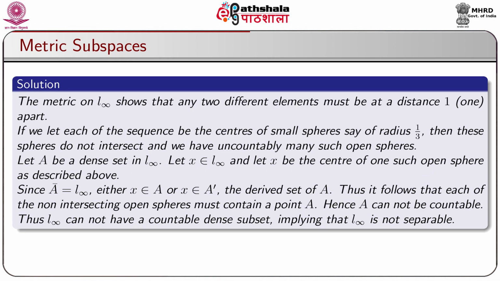The metric on L infinity shows that any two different elements must be at a distance 1 apart. If we let each of the sequences be the center of a small sphere, say of radius 1/3, then these spheres do not intersect, and we have uncountably many such open spheres.